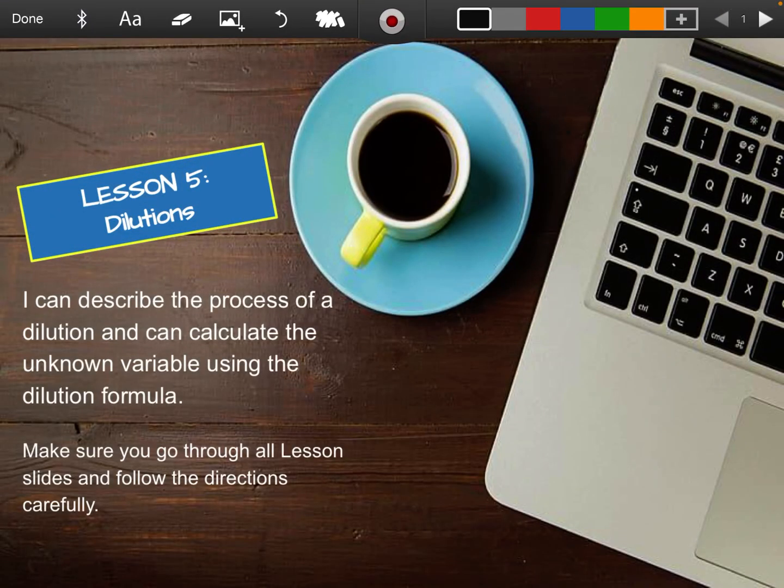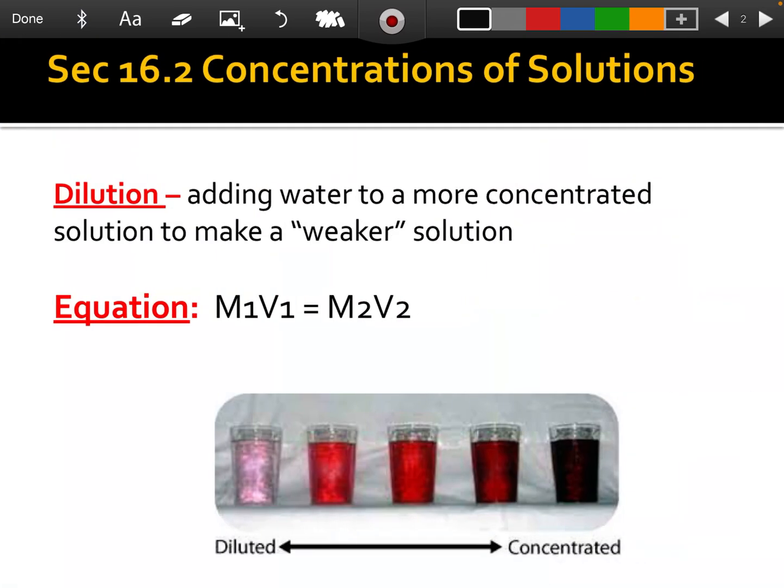The notes for Unit 7, Lesson 5 will cover dilutions. After these notes, you should be able to describe the process of dilution, and calculate the unknown variable using the dilution formula. Some of these terms we have already referred to, so make sure you have your notes available. This is the last topic that we'll cover before the test.